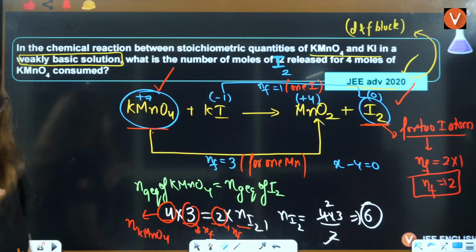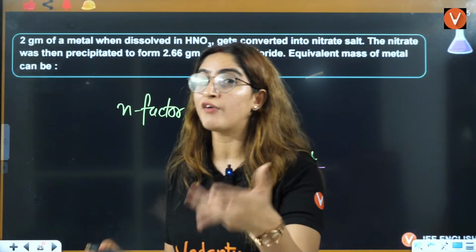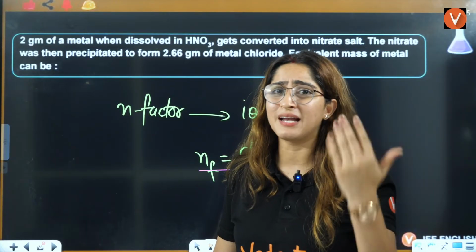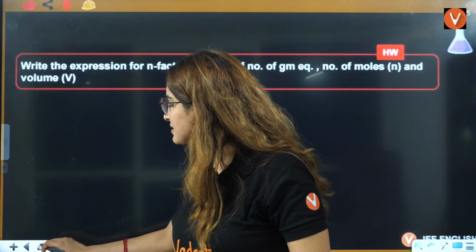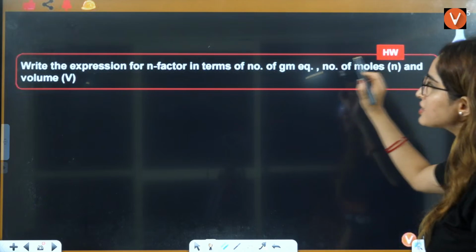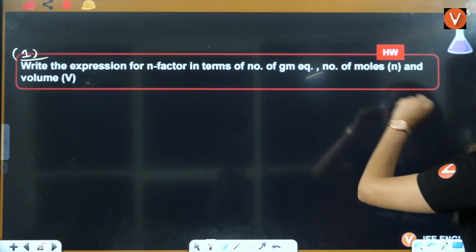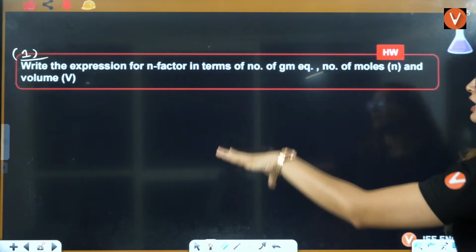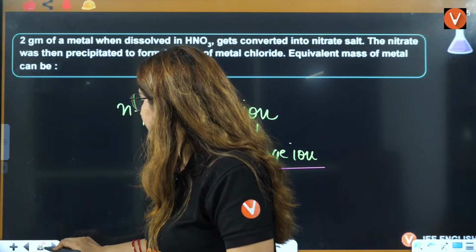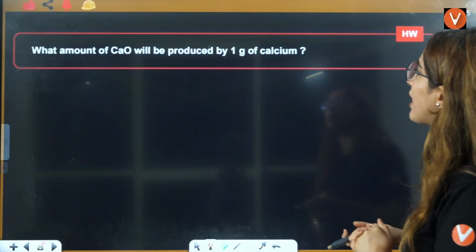Okay, clear? So that was about the law of chemical equivalence. I know you find it difficult just because of the n factor. Don't worry, we are going to do a separate lecture on n factor. That is in our syllabus and that is very, very important. So now let us see this question here. This is your first question. Write the expression of n factor in terms of gram equivalents, in terms of number of moles, in terms of volume. That is the first question for your homework. Then the second question is, what amount of CO will be produced by 1 gram of calcium?